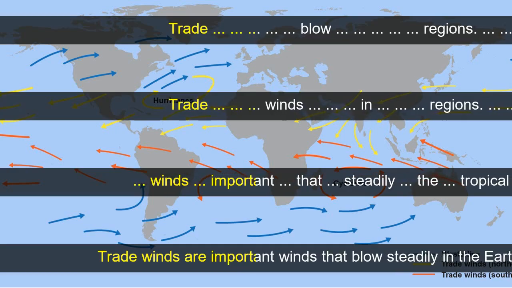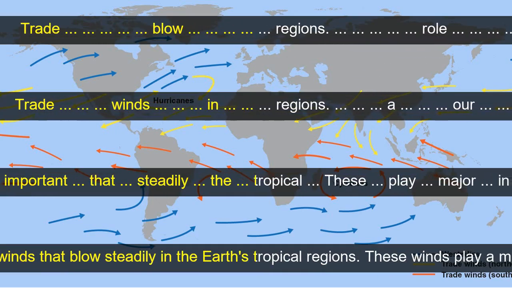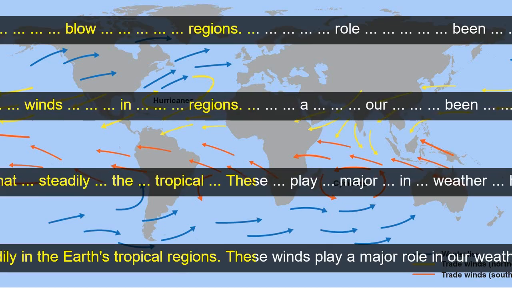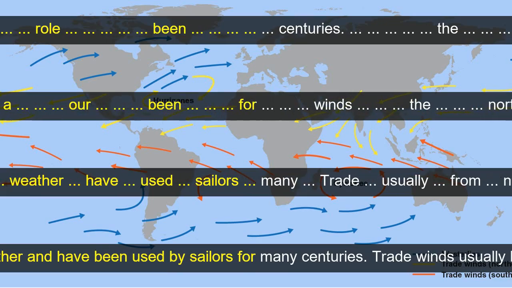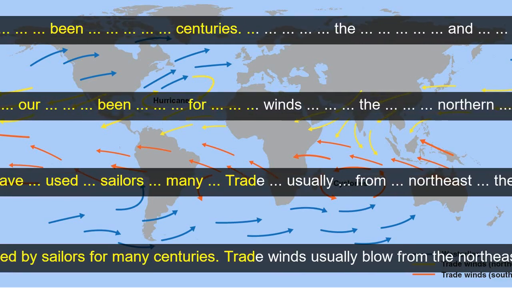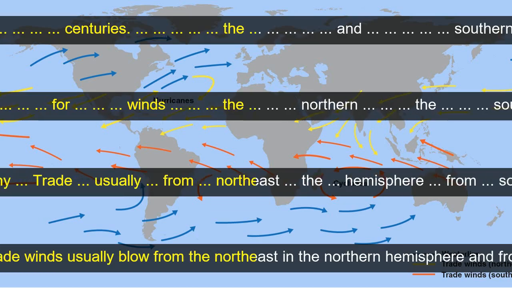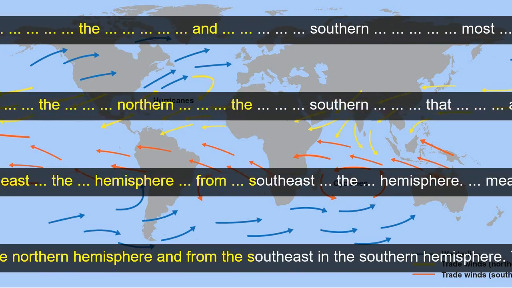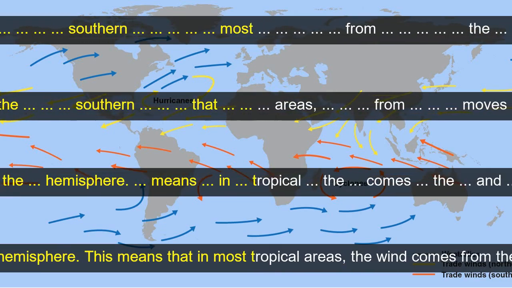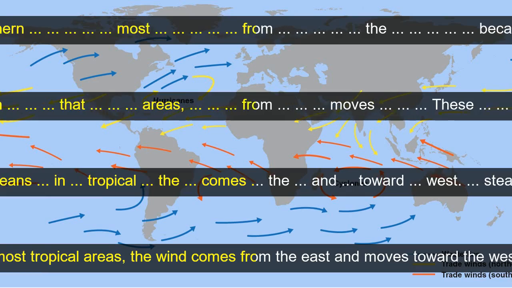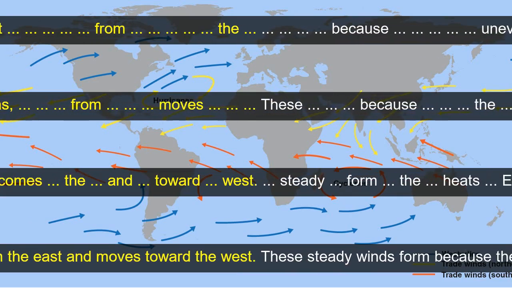Trade winds are important winds that blow steadily in the Earth's tropical regions. These winds play a major role in our weather and have been used by sailors for many centuries. Trade winds usually blow from the northeast in the northern hemisphere and from the southeast in the southern hemisphere. This means that in most tropical areas, the wind comes from the east and moves toward the west.